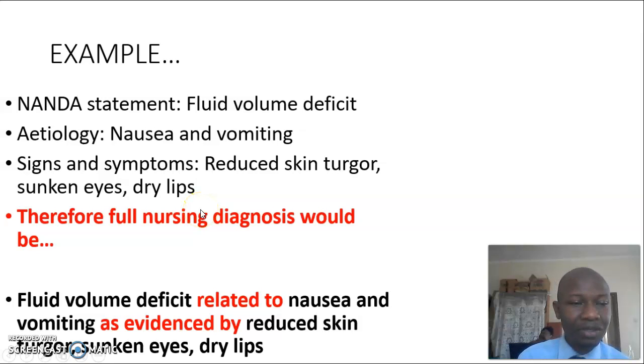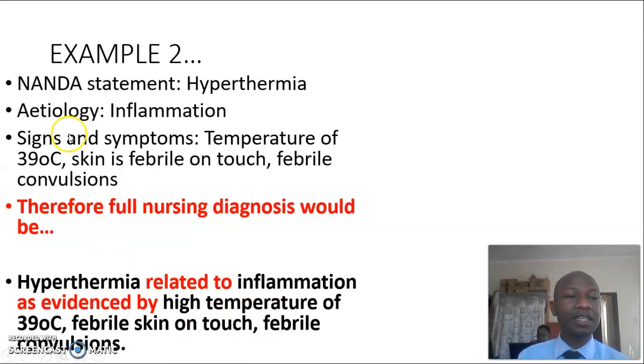Therefore, the full nursing diagnosis would be fluid volume deficit related to nausea and vomiting as evidenced by reduced skin turgor, sunken eyes, dry lips. Take note of the joining words here. Fluid volume deficit, the first statement, is a NANDA statement. Then the second statement, which is the etiology, is joined to the NANDA statement by this word, related to. And then when you want to add the signs and symptoms, you add as evidenced by. Okay, so that's it. The signs and symptoms are the evidence of the problem. Okay, let us look at the second example.